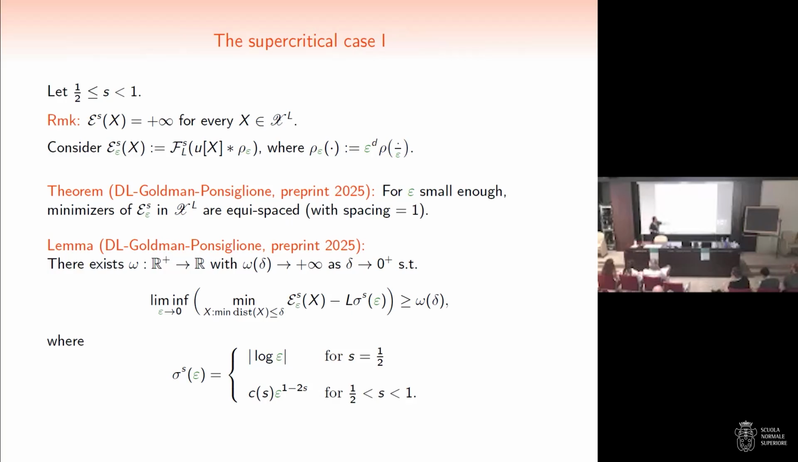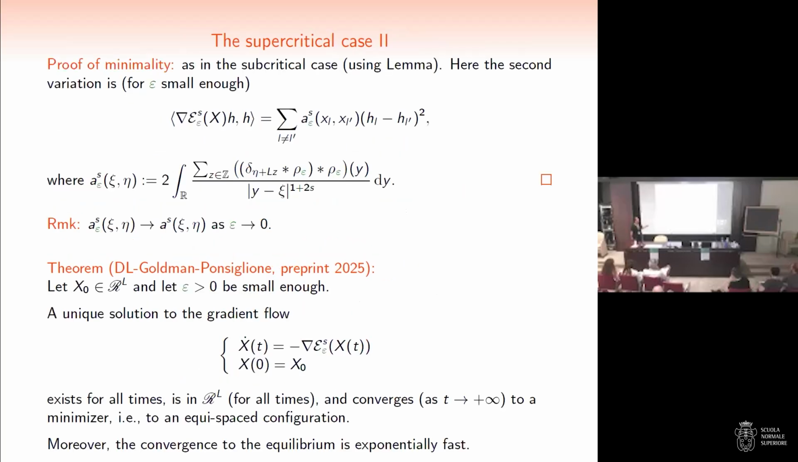Please don't read this lemma. The idea is that if I have a minimizer, there is a minimal distance between particles, and this is expressed by this lemma here. And once I've proven this, then the proof of minimality works exactly as in the previous case. It is enough to reason in the family of configurations whose minimal distance is larger than a certain threshold delta.